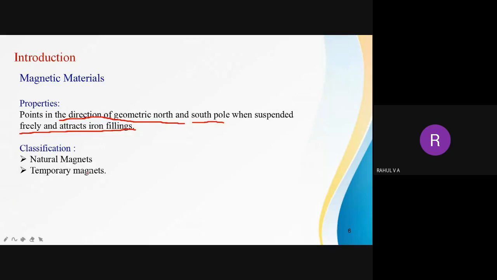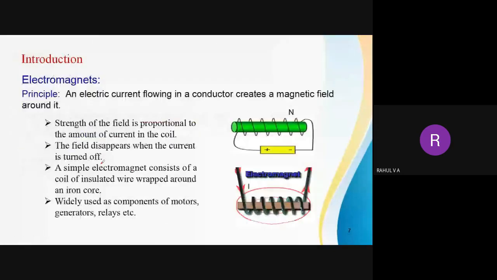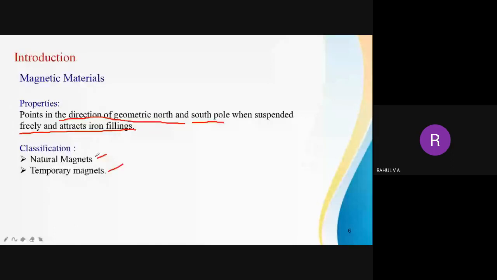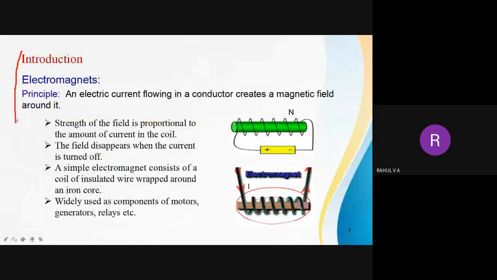There are two types of magnetic material: natural magnet and temporary magnet. Natural magnets have permanent magnetism. We know them as the somewhat black colored magnet. And there are temporary magnets, where we can add magnetic property to a material temporarily. For example, an electromagnet. We are going to deal with this kind of magnetic circuit.